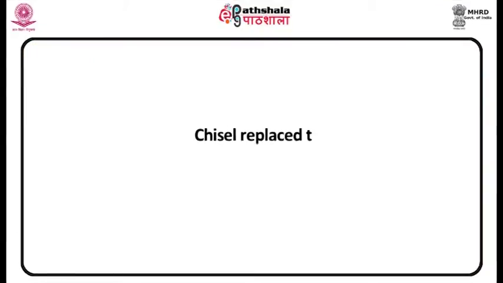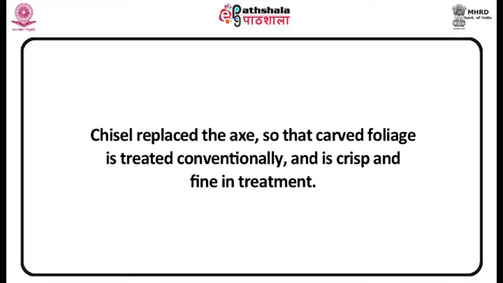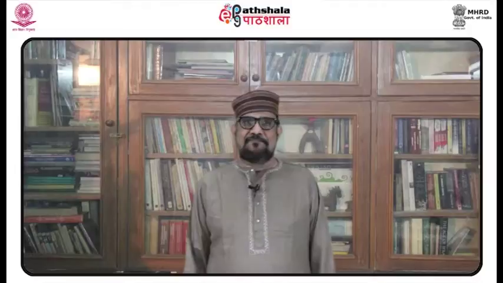Now we talk about ornament. The most characteristic ornament is the dogtooth, generally placed in hollow moldings and was used frequently. The chisel replaced the axe so that carved foliage is treated conventionally and is crisp and fine in treatment. Sculptured figures of large size were used and placed in niches with canopies over them.